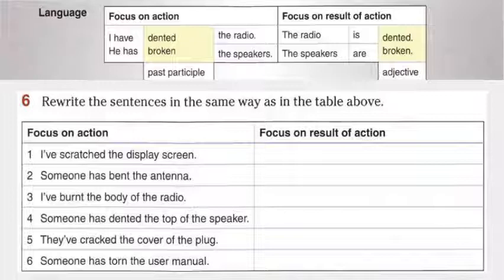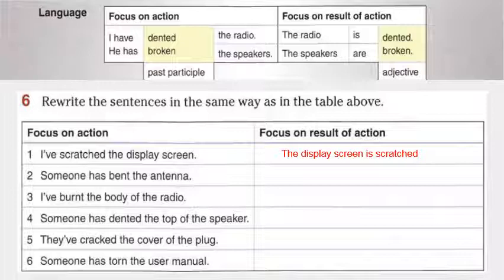Here, focus on action, focus on result of action. I have scratched the display screen. How can I focus on the result of action here? Okay, the display screen is scratched.